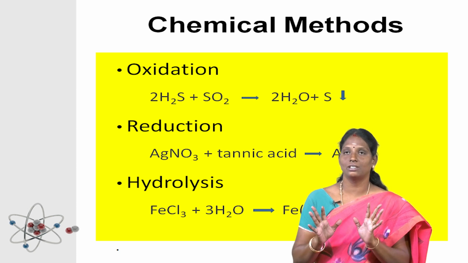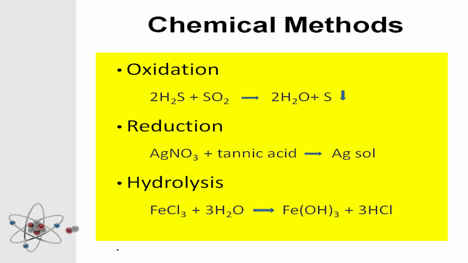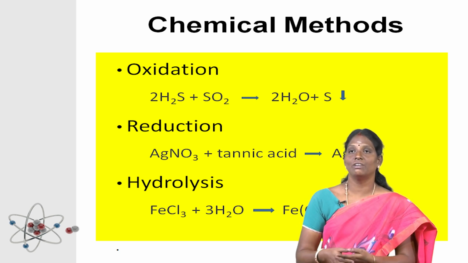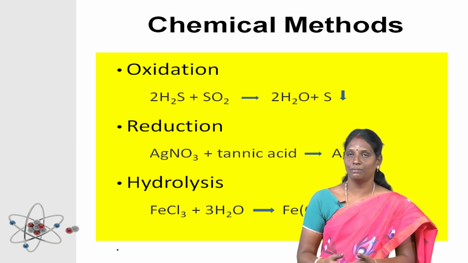Next, hydrolysis. How do you prepare colloids by using hydrolysis? Sols of the hydroxides of iron, chromium and aluminium are readily prepared by the hydrolysis of salts. When we hydrolyse the salt, we can get the hydroxides of iron, chromium and aluminium.